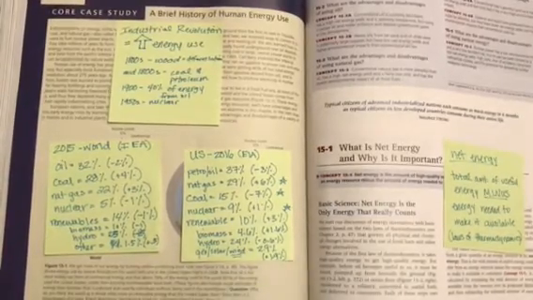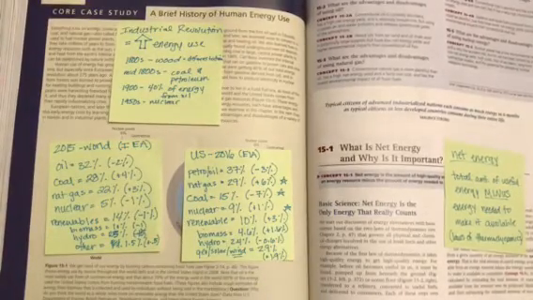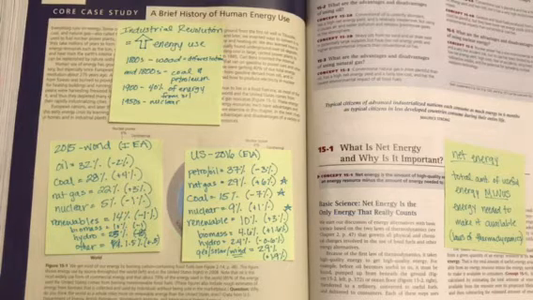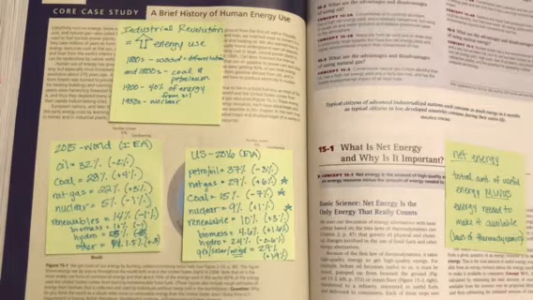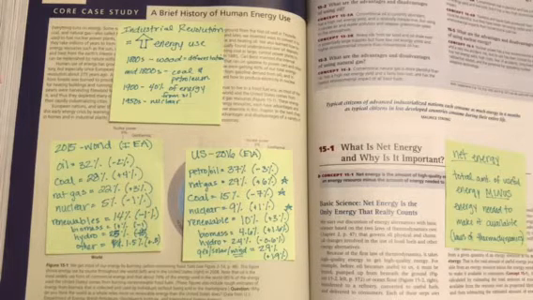All right, this video is going to be an overview of the first parts of chapters 15 and 16. So chapter 15 is about non-renewable energy sources, but the first part looks at just kind of energy in general. So the core case study is a really good introduction to human energy use over time.